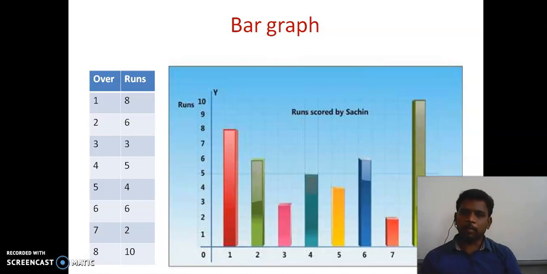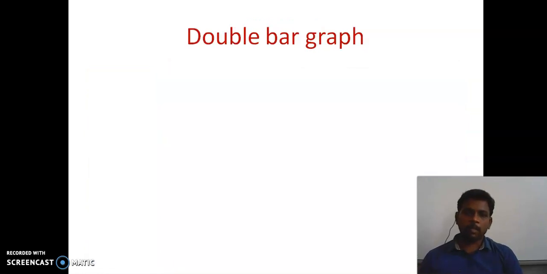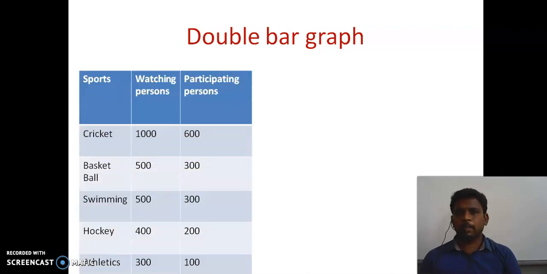This you have already learned in our earlier classes. And one more graph is nothing but the double bar graph. I think that also you have seen in your 7th standard itself. So double bar graph is nothing but, in the given data there exist 2 different data but with the same category. So that is called a double bar graph, right?